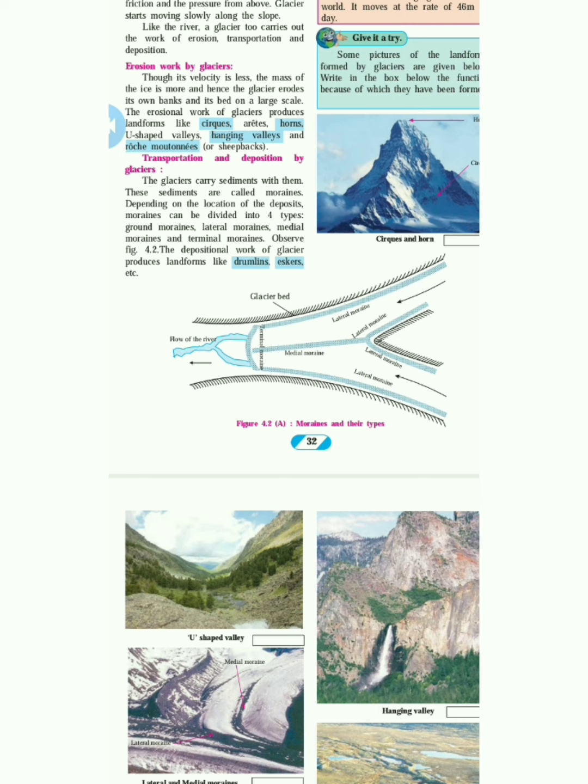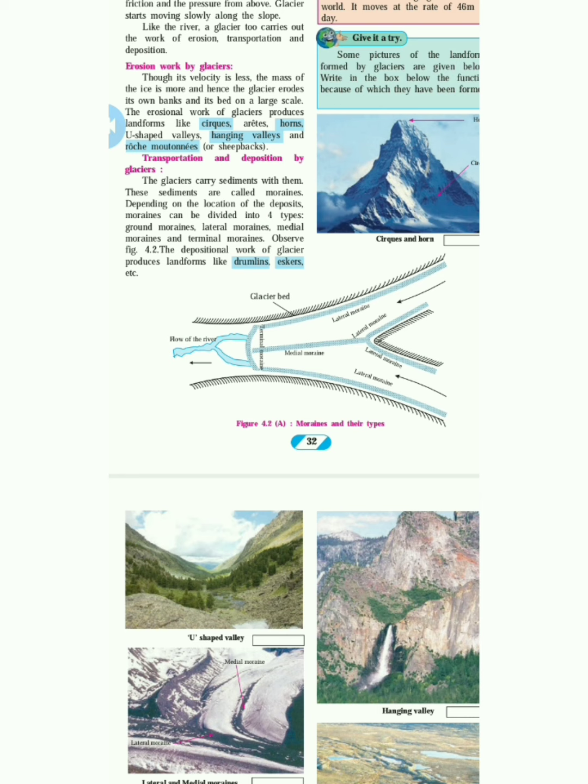Now let's start. Transportation and depositions by glaciers. The glaciers carry sediments with them. These sediments are called moraines. What is sediments? Sediments are the matter that settles to the bottom of a liquid. That's called sediments. And what is moraines? An accumulation of earth and stone carried and finally deposited by the glaciers. It means the small particles of stones are carried and finally deposited by the glaciers. That's called moraines.